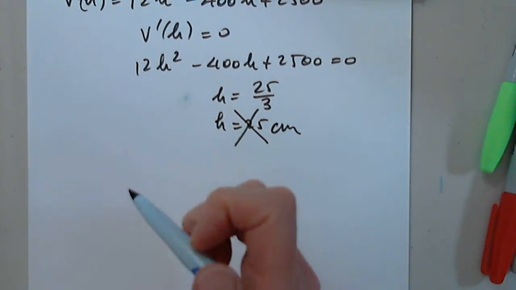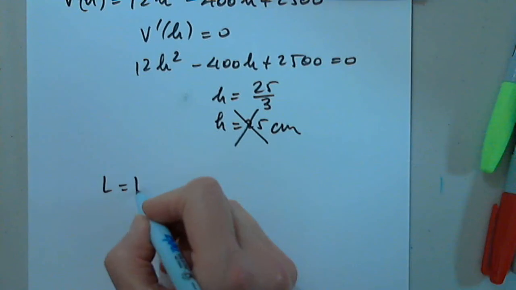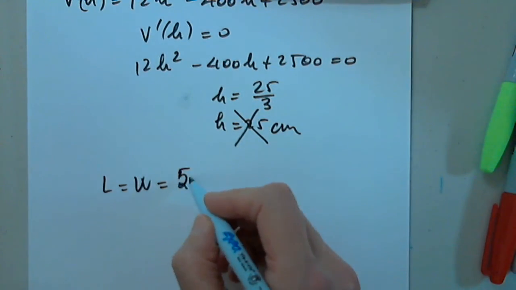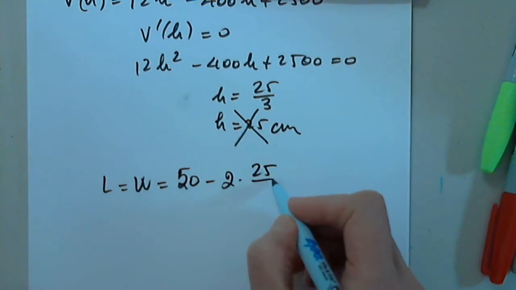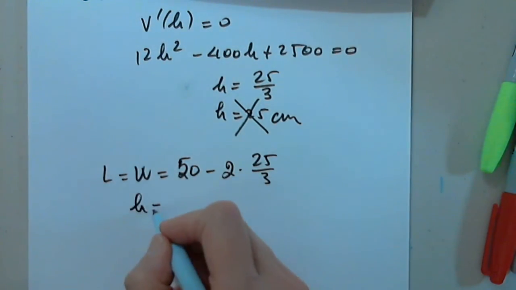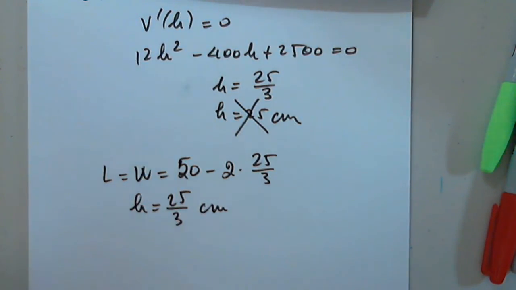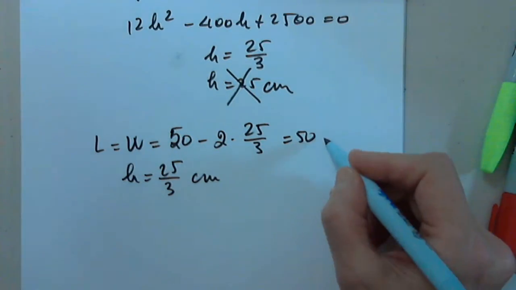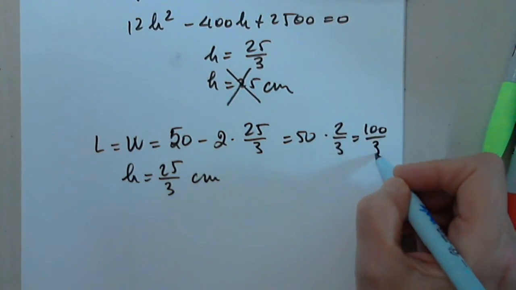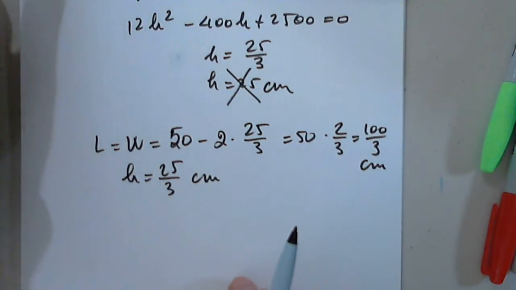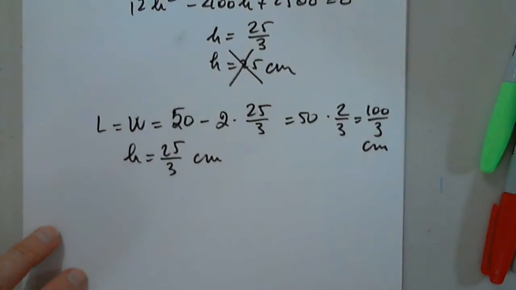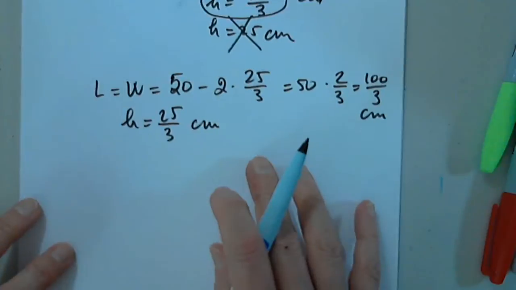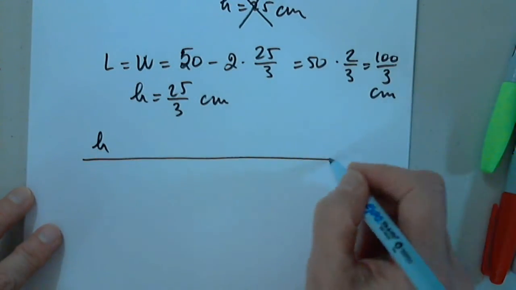So the length and the width will be 50 minus 2 times 25 over 3. And the height will be 25 over 3 centimeters. So what is this? 50 minus 50 over 3, so it's 50 times 2/3. So 100 divided by 3 centimeters. But now, this is not good enough. I already assumed that this gives a maximum. No, I cannot assume that it gives a maximum.